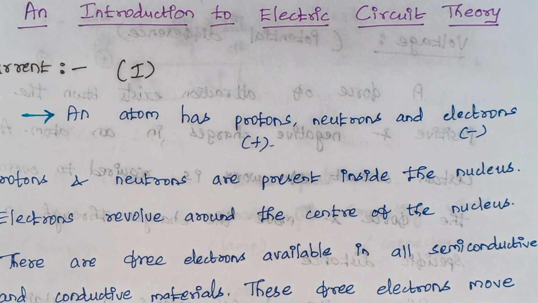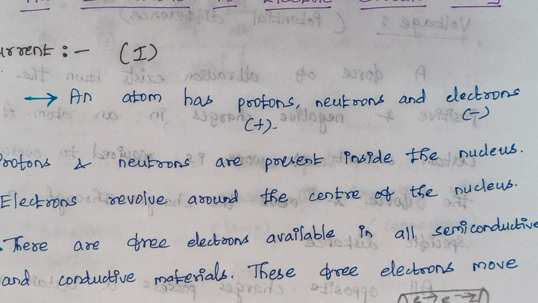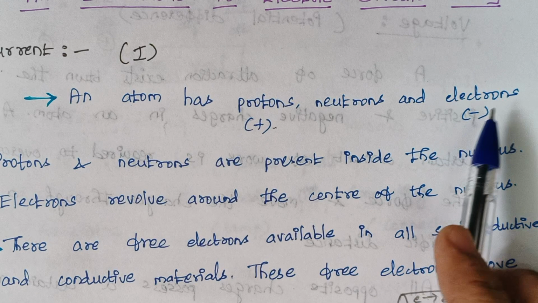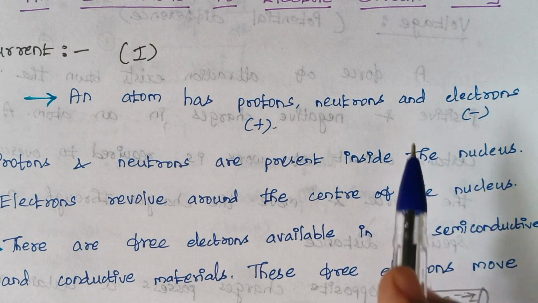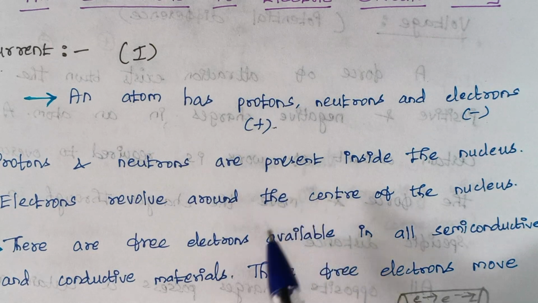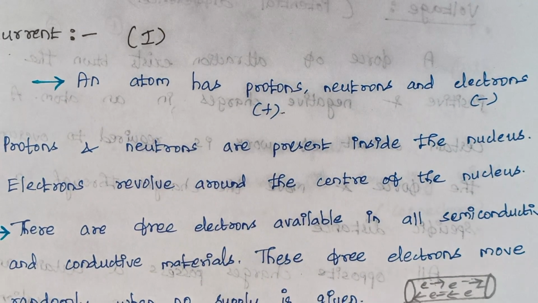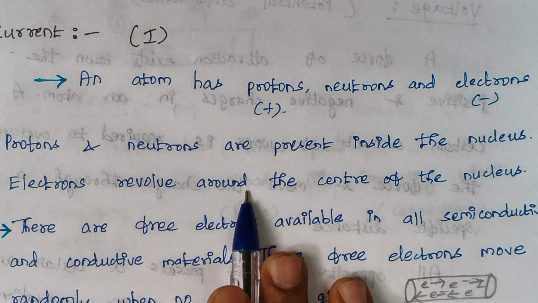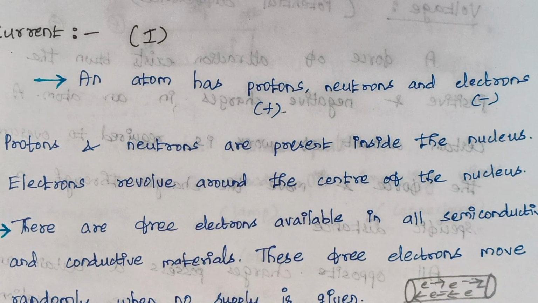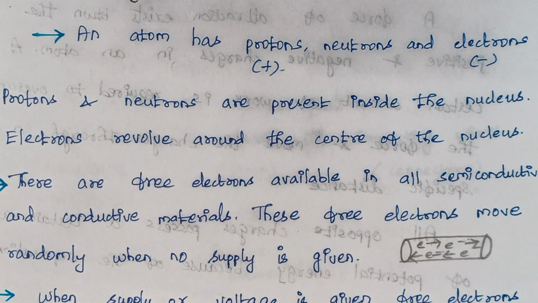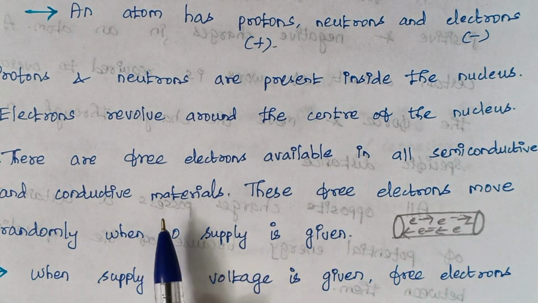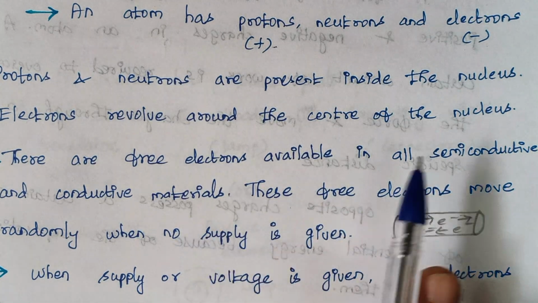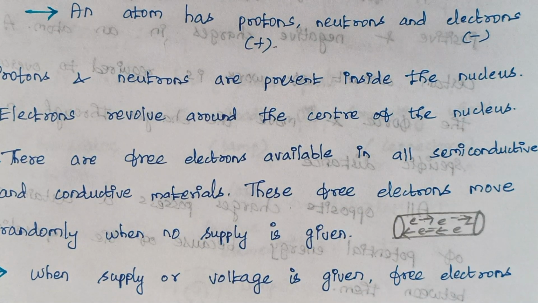The basic thing is, as we all know, an atom has protons, electrons, and neutrons. Protons are positively charged, electrons are negatively charged, and neutrons are neutral. Protons and neutrons are present inside the nucleus, whereas electrons revolve around the center of the nucleus. That is, electrons are the free elements that can move around. These free electrons are found in greater numbers in semiconductors and conductors. These are all things we are quite familiar with. So semiconductors and conductors have more free electrons.